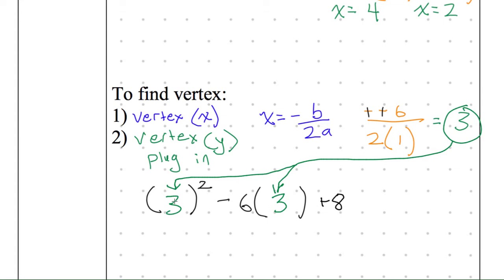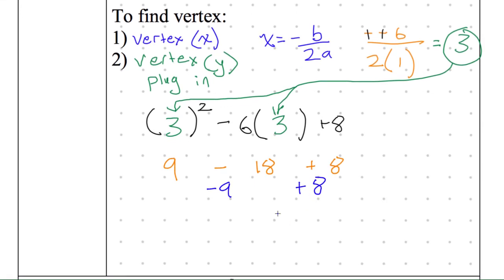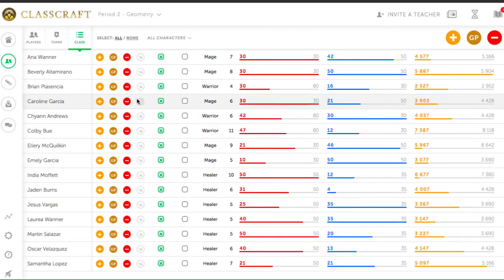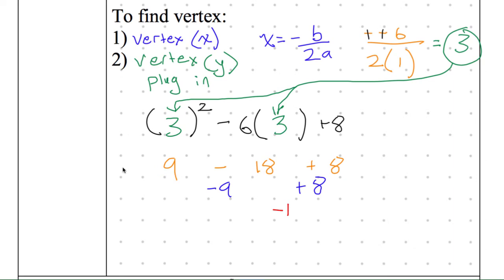All right, after Caroline plugs this in, can someone else simplify? Beverly, go for it. 9 minus 18 plus 8. Negative 9 plus 8 is negative 1. Cool. All right. Thank you, Beverly. That was some amazing simplification. Definitely worthy of an applause.